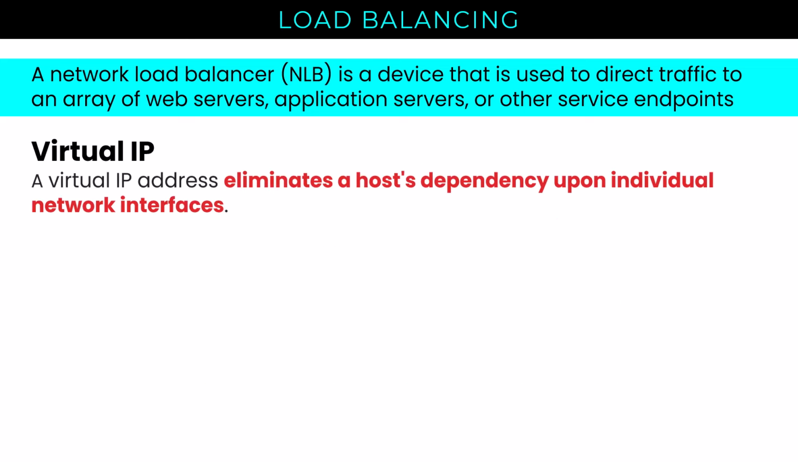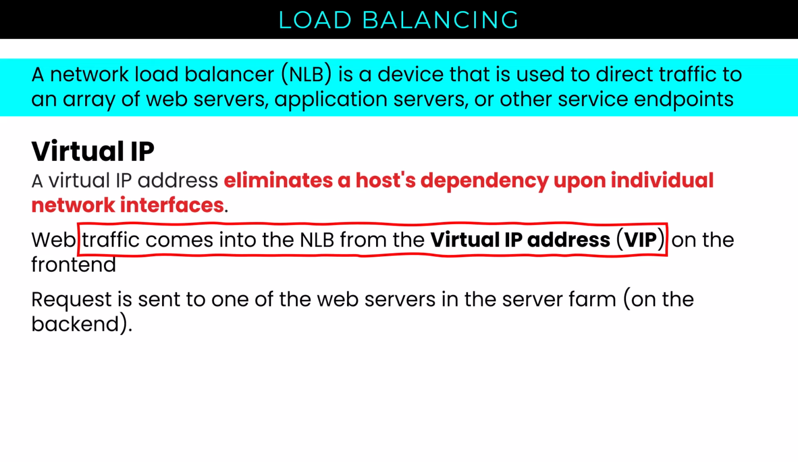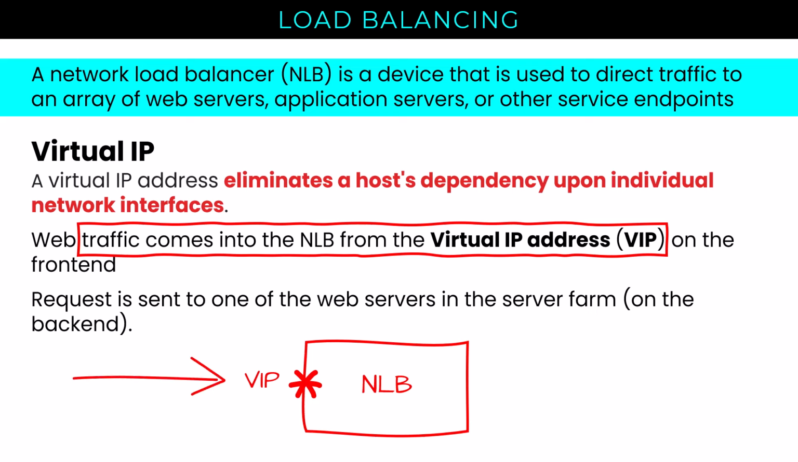And the address you'll point clients to make their request through a load balancer is the virtual IP address. It eliminates a host dependency upon individual network interfaces. Web traffic comes from the load balancer from the virtual IP address on the front end, and the request is sent to one of the web servers in the server farm on the back end. So if I were to sketch out a picture, you've got your network load balancer, you have that virtual IP address on the front end. Your client requests are coming in to that virtual IP address. You can assign a DNS name to that IP address, and it will route the request back to an available server on the back end. So you've got your front end and your back end.